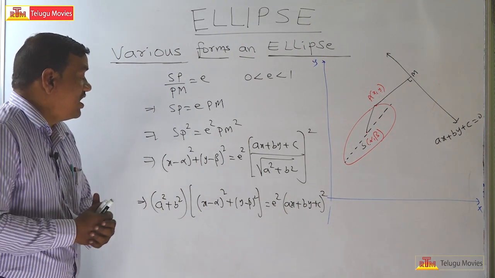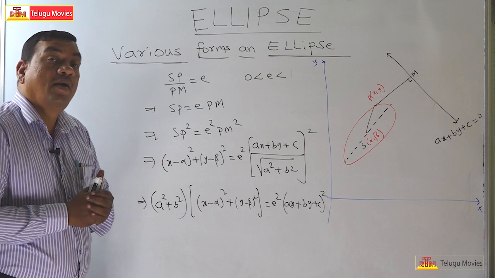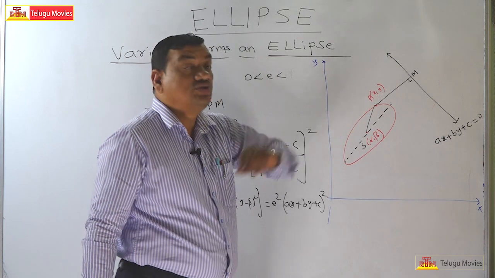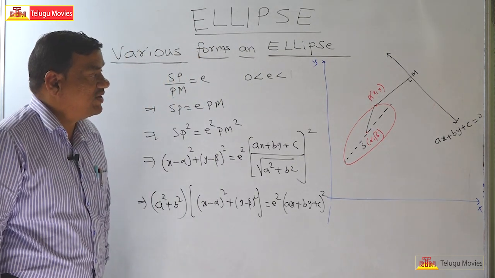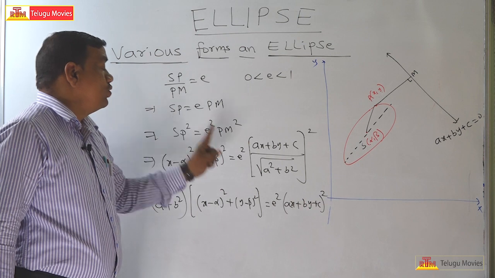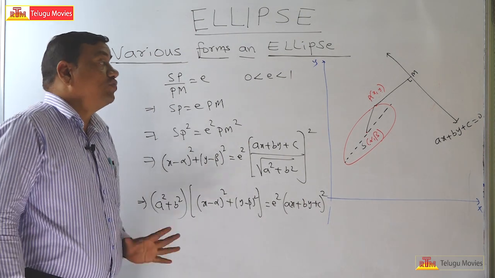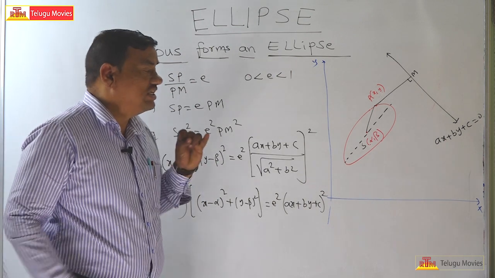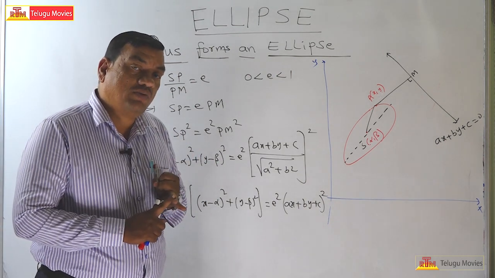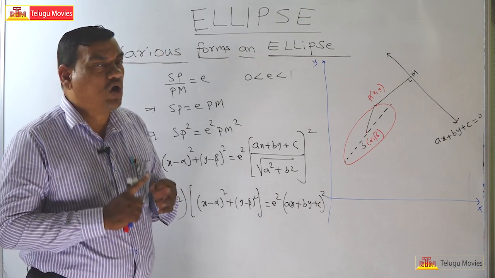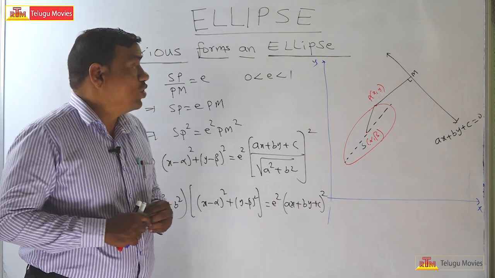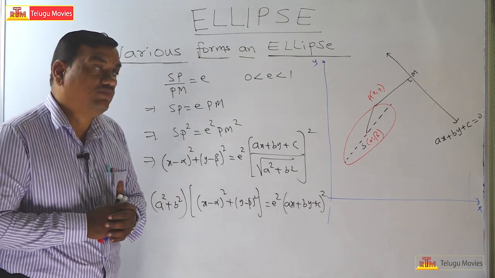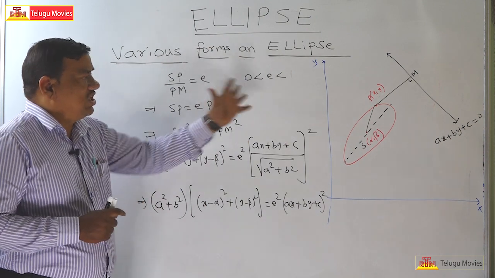So this is the equation of the ellipse whose foci is (alpha, beta) and whose directrix is ax plus by plus c is equal to 0 and whose eccentricity is e. So to find out the equation of such an ellipse, you require three compulsory things. One is the foci, another one is the equation of the directrix, and the third one is the eccentricity. All these three quantities are a must. Without them, it is not possible to find out the equation of the ellipse. Okay? So this is the general ellipse.